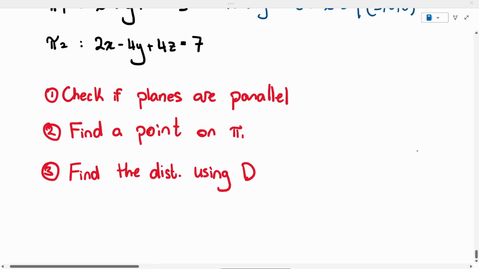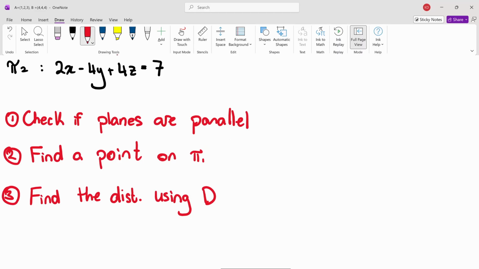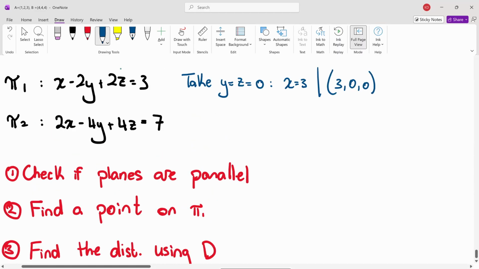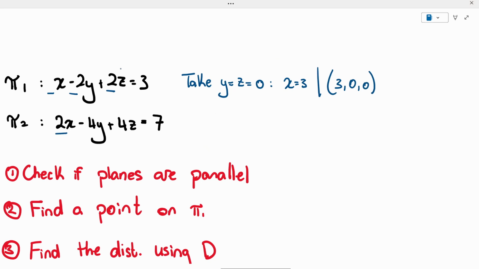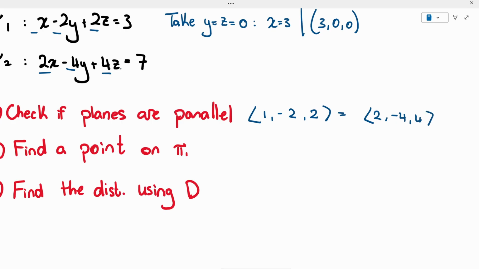Okay, so first things first, we need to see if the planes are parallel. How do we do that? Well, we need to look at these normal vectors here: (1, minus 2, 2) and (2, minus 4, 4). Are those two vectors parallel? Well, could we get (1, minus 2, 2) by multiplying by a scalar? And the answer is yes, we could just multiply by 2. So since v1 equals k v2, this implies the planes are parallel.